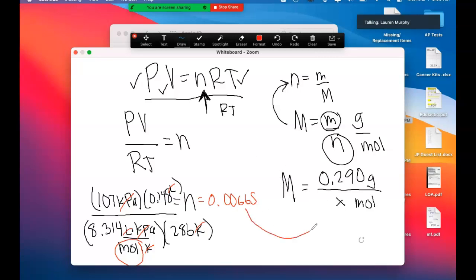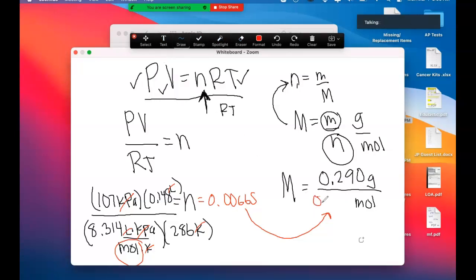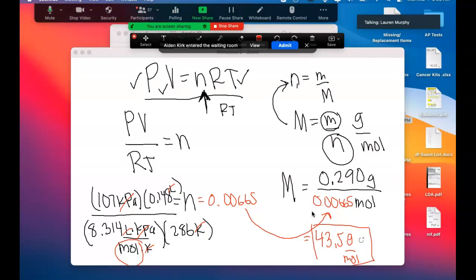And so you take the 0.290 grams and divide by that many moles, because that's what our moles are. And look, you end up with 0.290 divided by 0.006655593, whatever it is, equals 43.5 grams per mole, which is exactly what we got doing it the other way. So again, both ways are acceptable.